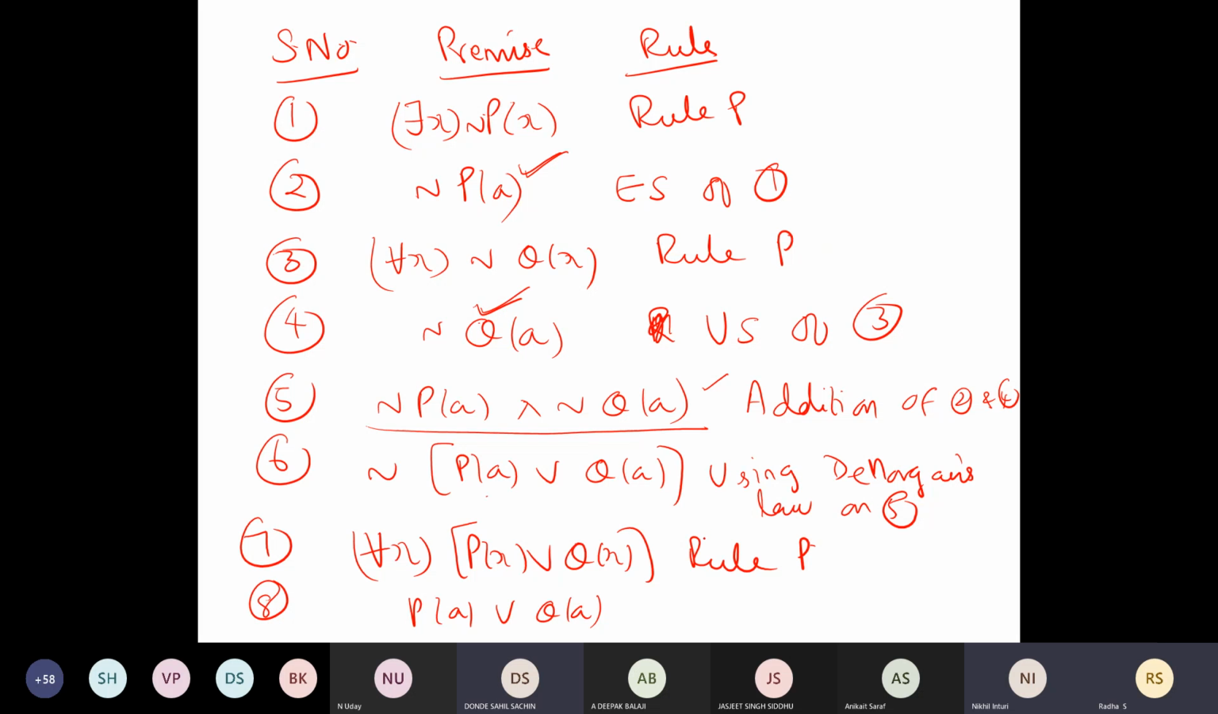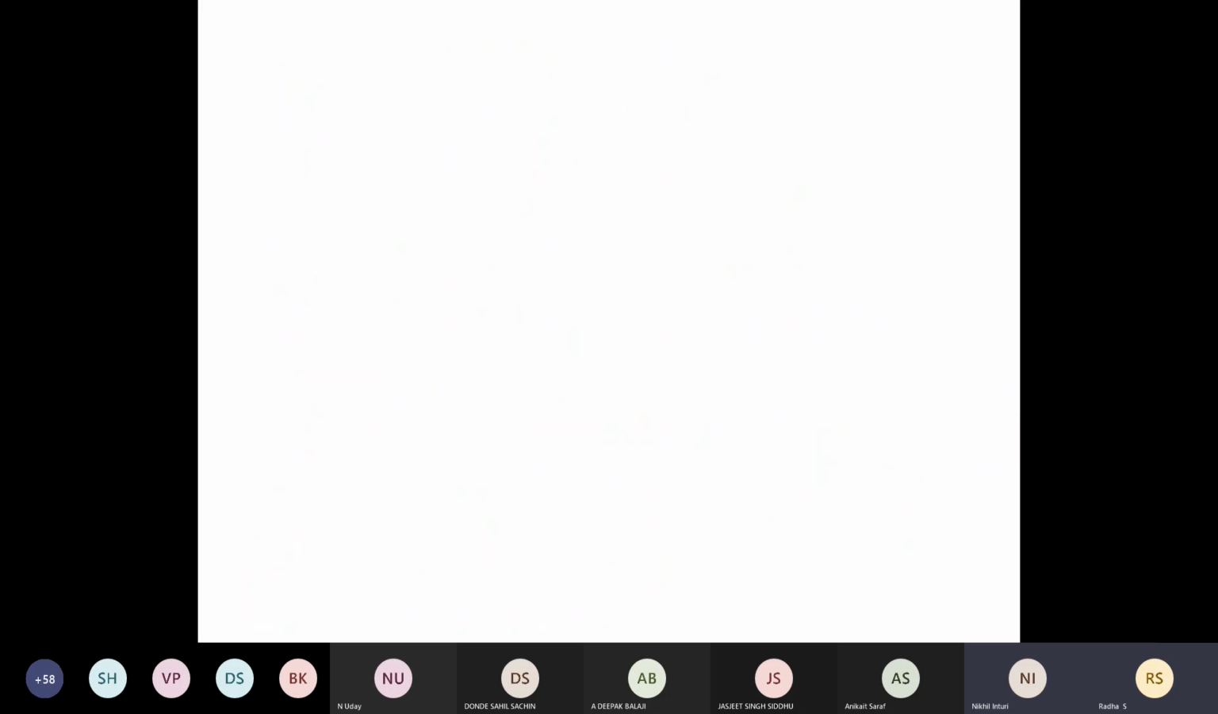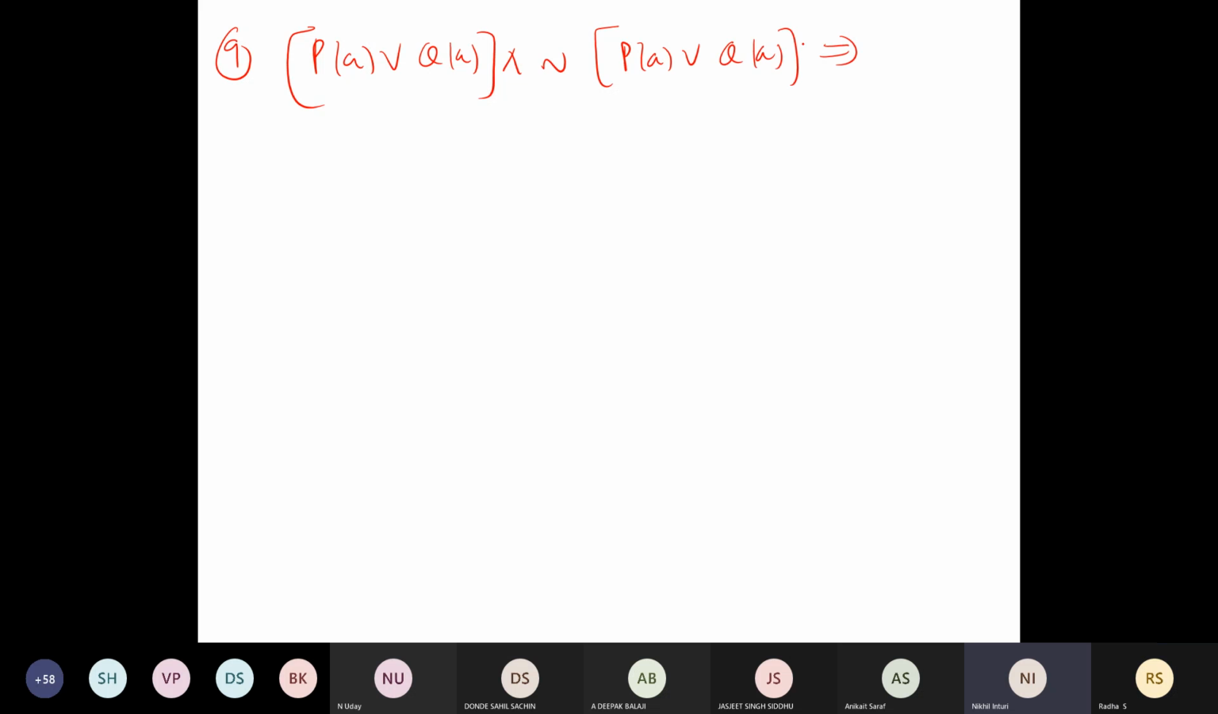Some contradiction: 6 and 8. So P of A or Q of A and not of P of A or Q of A. A contradiction from 6 and 8. Hence proved. So that's the thing you need to prove, right?